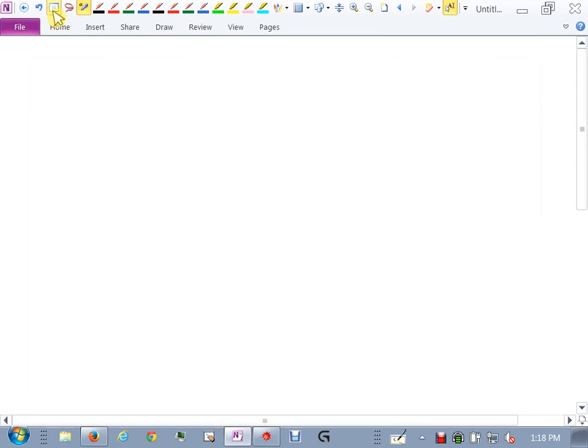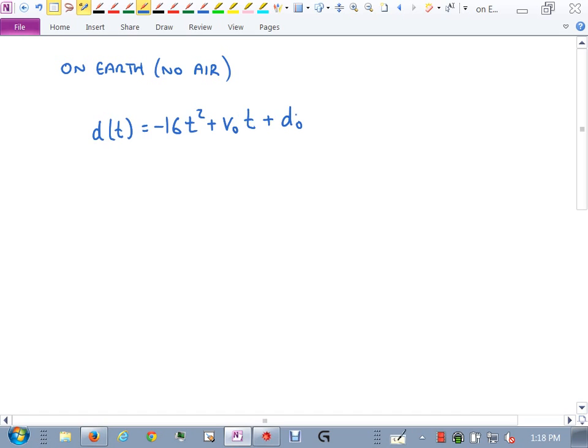We said last class that on Earth, with no air, that wouldn't be a very fun place, we have d of t equals negative 16 t squared plus v naught t plus d naught. If you take physics, you'll see it again, so you may get comfortable with it. So if that gives me the position of an object at every point in time, and I now want the velocity at every point in time, I just need to take the derivative of that.